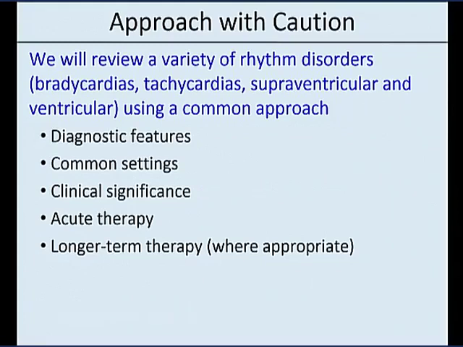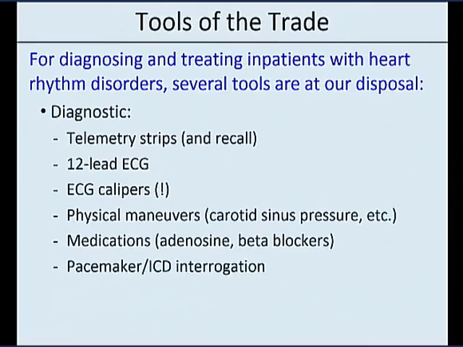Now, we're going to look at a bunch of different rhythm disturbances over the next 4 lectures, with some common themes here. What are their diagnostic features? In what settings do they occur? What is their clinical significance, if any? What do you do about them acutely? And does that impact on long-term therapy, if it's even appropriate to talk about that in certain settings?